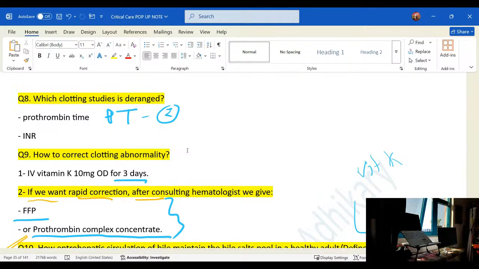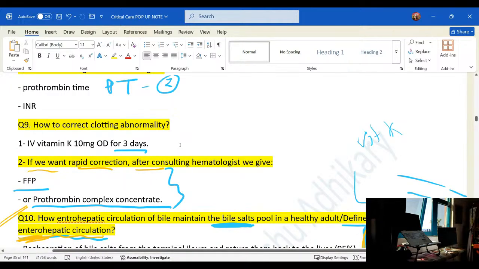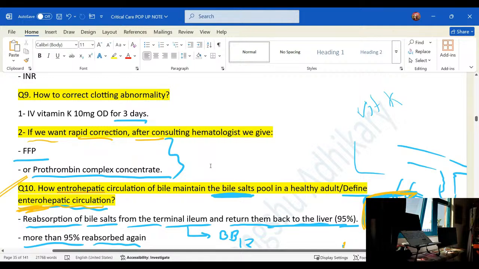Prothrombin time and INR. By giving injection vitamin K 10 milligram IV once a day for 3 days. If we want rapid correction, after consulting with the hematologist, we can give fresh frozen plasma or prothrombin complex concentrate.